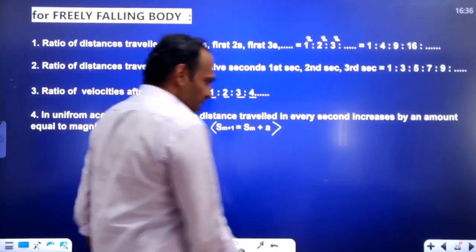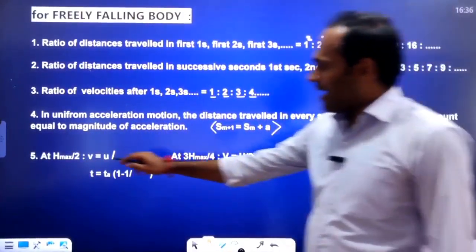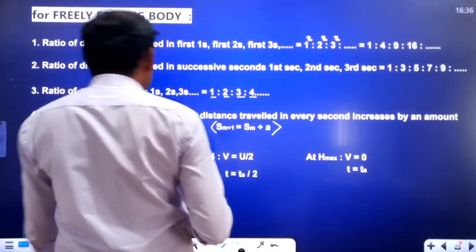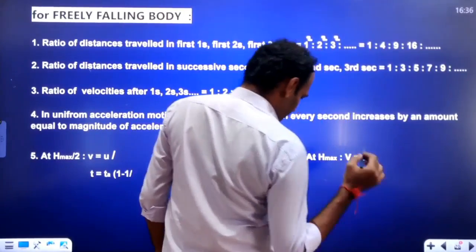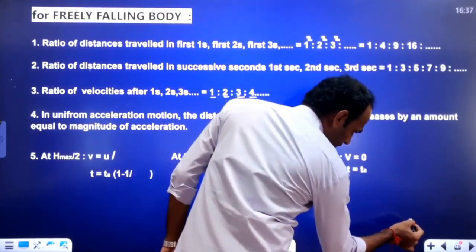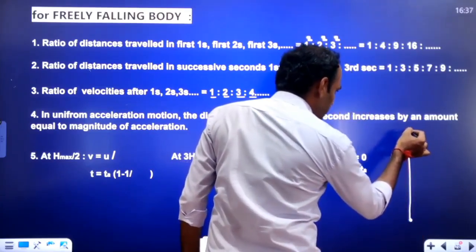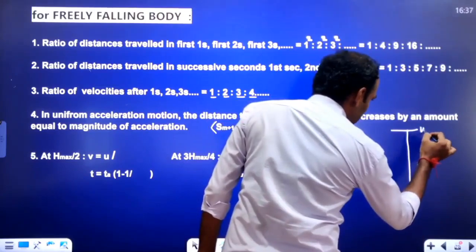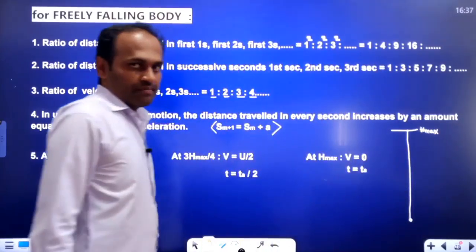Okay, we'll go to the next point then. So the next point is, see, at h max by 2. What is h max by 2? See, let me show it here. See, if this is the point from where we are throwing the ball, and let me say the ball will reach this height, this is said to be its maximum height. So this is h max, this is where it has reached.